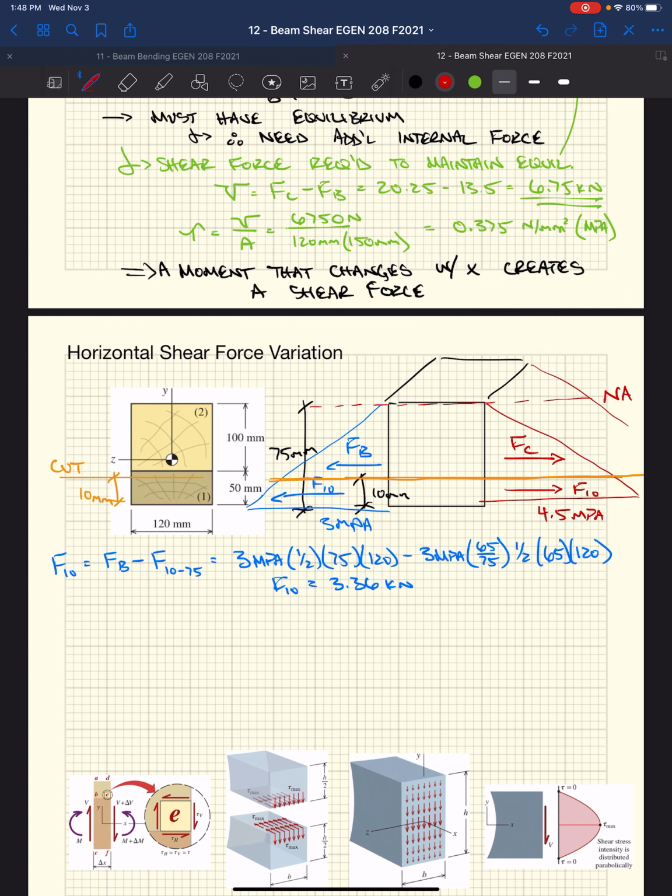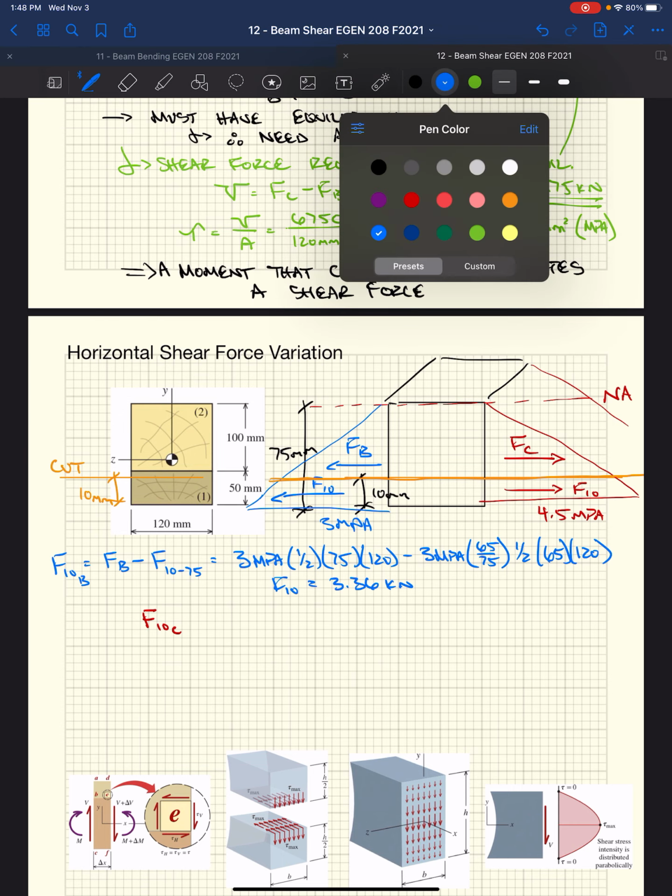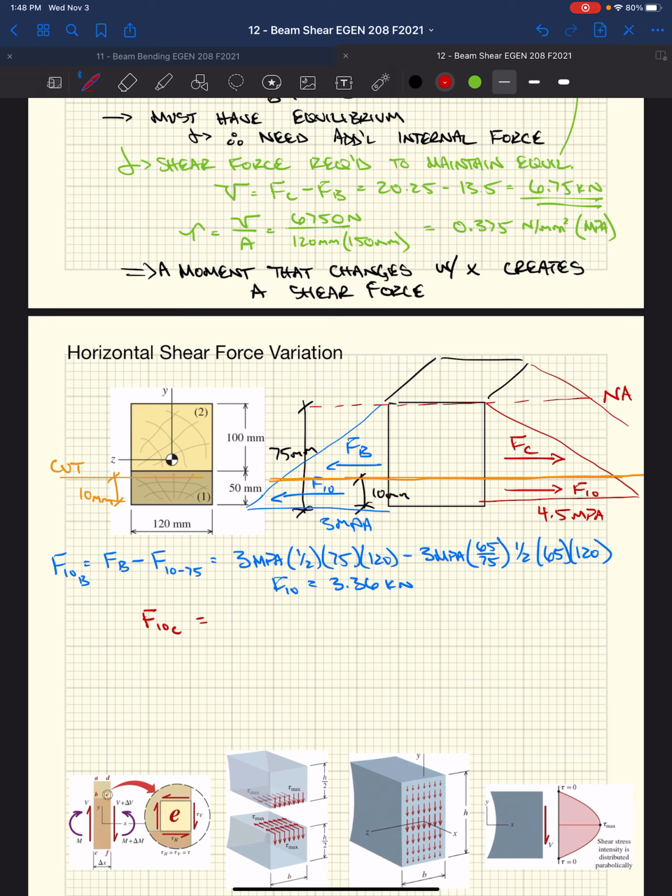Not going to go through the rest of this, but if you did F sub 10, I guess we should call this F sub 10C, F sub 10B. Do that same thing for the force on the other side. You get 5.04 kilonewtons.